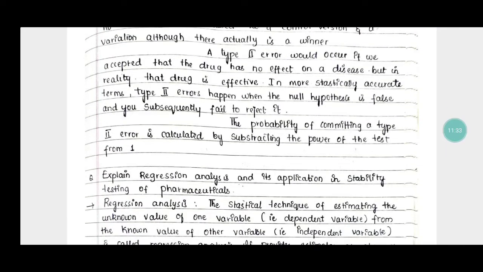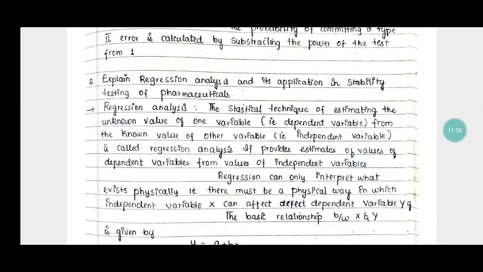So next question: explain the regression analysis and its application in the stability testing of pharmaceuticals. So what is regression analysis? It is a statistical technique of estimating the unknown value of one variable, the dependent variable, from the known value of another variable, the independent variable, and is called regression analysis. So if one provides a value of the dependent variable from one value of the independent variable, the regression can only intercept that exists physically.